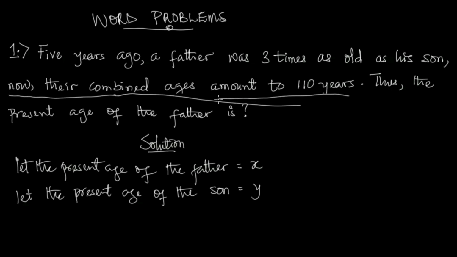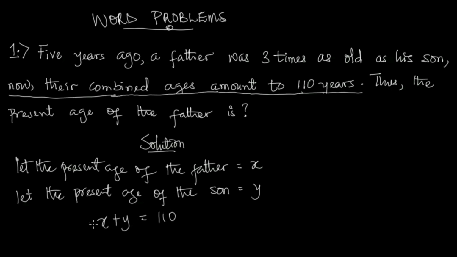Interpreting this line, we have that their combined ages amount to 110 years, which means that the combined or the addition of the present age of the father and the present age of the son is 110 years. Alright, so that's interpreting the second line. Now it says 5 years ago. Alright, before we do that, let us get the present age of the father in terms of the age of the son. Alright, so we'll be able to navigate the question better.